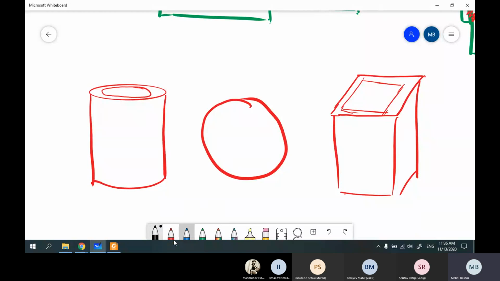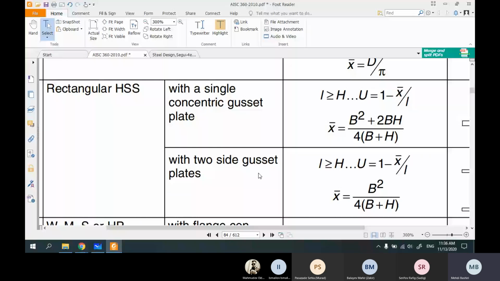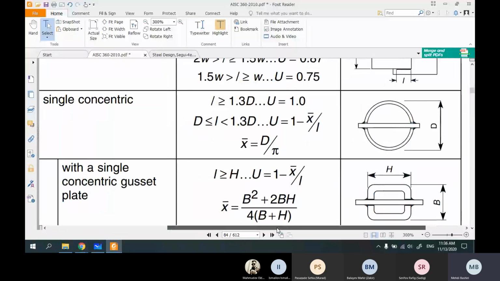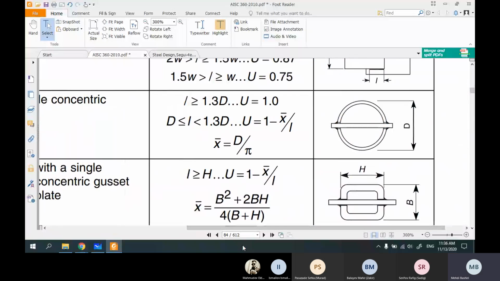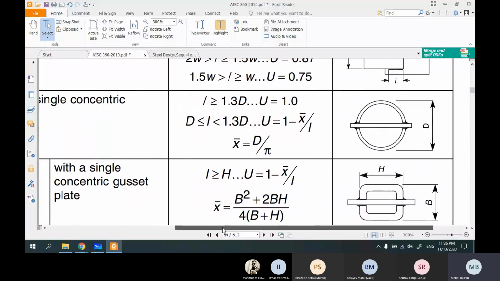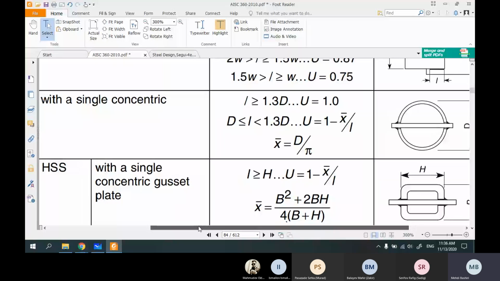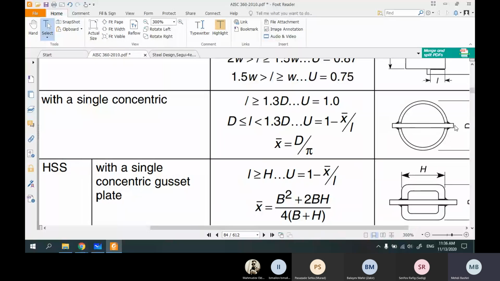But how can you connect a plate to this section? You can't connect the plate like this or this. So the best way is to add a single concentric plate like this. In this table, you can see that when you have a connection like this, you should follow this. This is the diameter, and L is the length of connection. And we mainly use weld to connect to hollow sections. So it depends on your case. You should follow these rules.